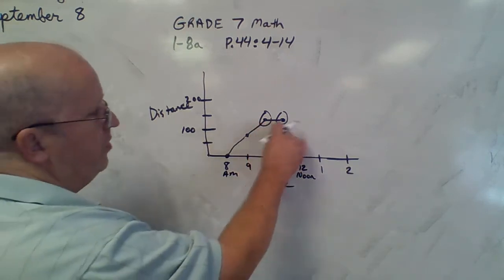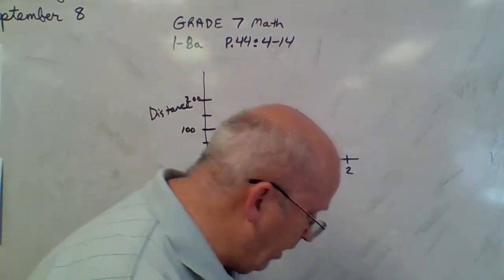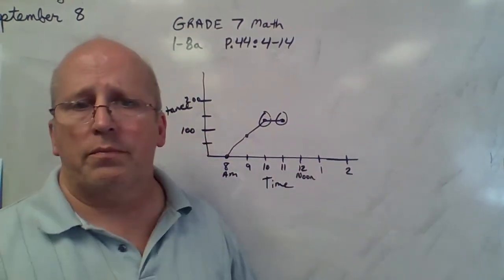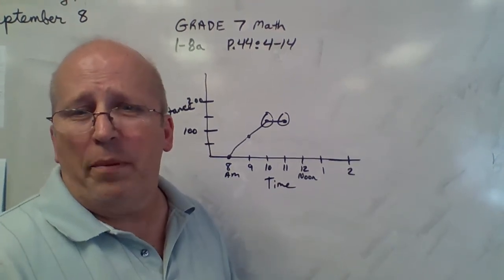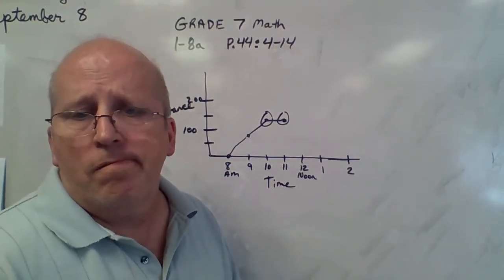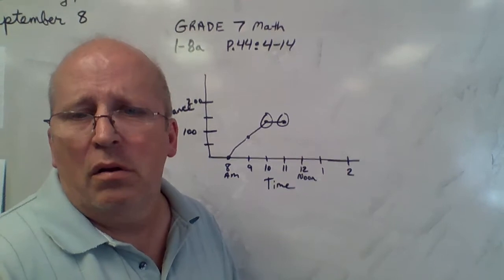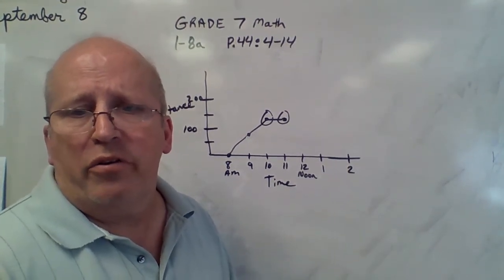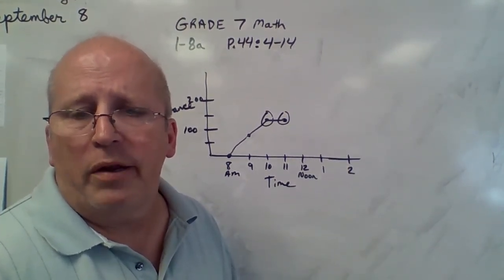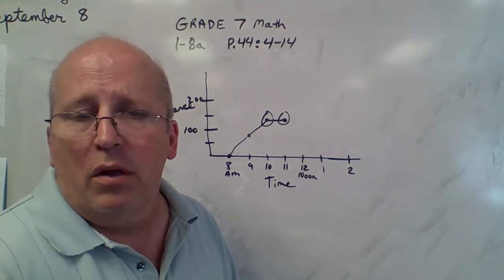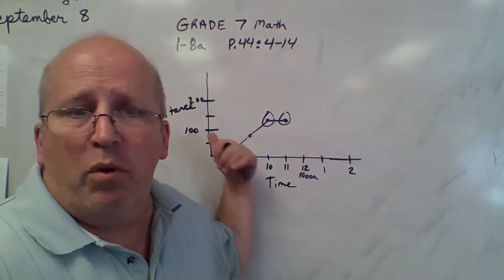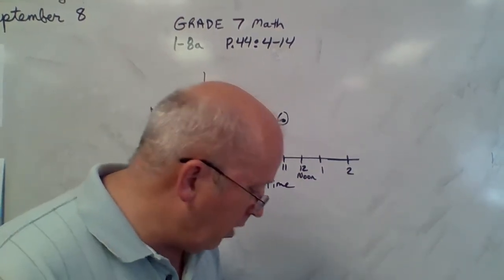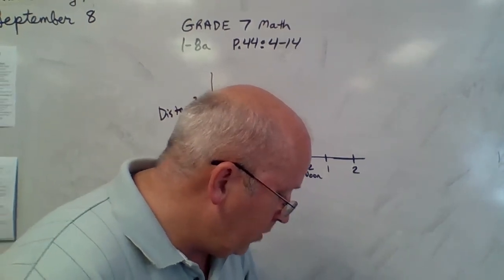Then all of a sudden, from 10 to 11, what happened? The distance doesn't go up at all, does it? What do you think he was doing? Do you think he got in a car accident? Or maybe he stopped for a bathroom break? Or maybe he stopped for breakfast? Or maybe something like that. Describe what you think happened between those 2 hours. Let's go on to number 7.